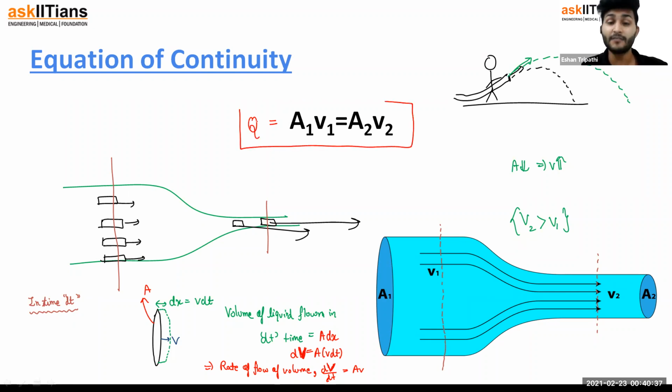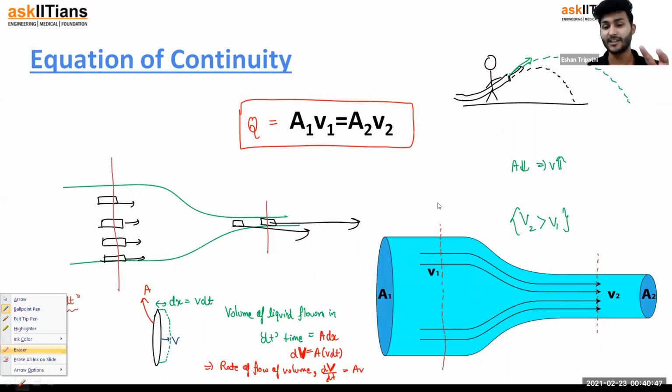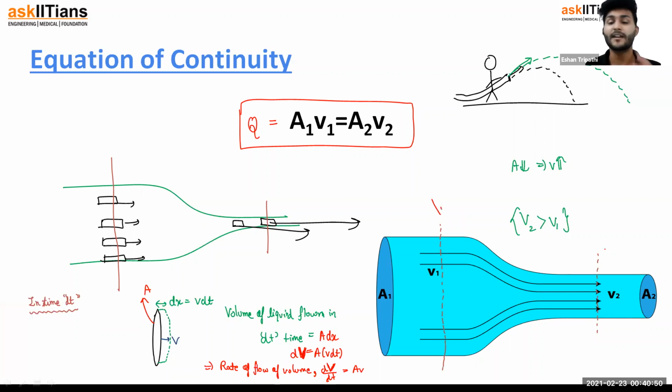So guys, this Q, which we are writing as A1 V1 equals A2 V2, is actually the rate of flow of volume. What we are saying is, whatever amount of volume is flowing through this left cross section over here, the same amount of volume is flowing through the right cross section in the same time. In fact, you can check the units also. What are the units of area? Area's unit is meter square. What is the unit of velocity? Meters per second. If I multiply them, meter square multiplied by meter per second, that will be meter cube per second. Yes, it is volume flowing per second. This much meter cube of water is flowing every second.